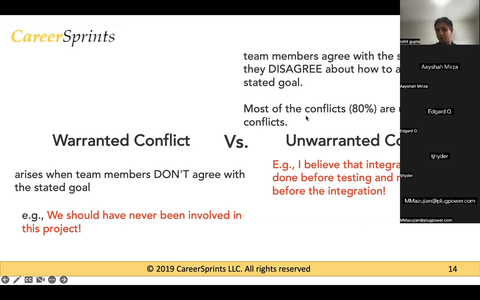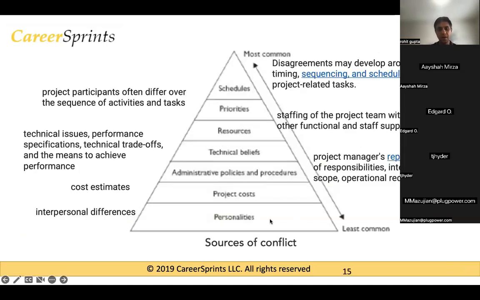So most of the conflicts in the team are unwarranted conflict, because if you are normally putting together a project team, you are definitely trying to get buy-in from them. And although you may have buy-in from them, you may not have buy-in from them in terms of how the project should be implemented. So whenever there's an issue with how the project should be implemented, what the priority should be, and so on and so forth, that would qualify as unwarranted conflict.